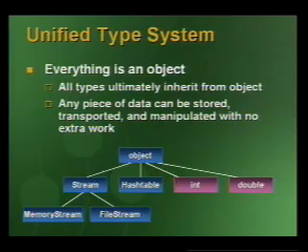So I'm going to go back now to this unification of the type system that I talked about earlier. In C#, everything is an object. And what I mean by that is that all types ultimately inherit from object. Now, before we get into how that actually is possible, the ramification of this is that any piece of data can be stored, transported, and manipulated with no extra work. You simply put it in an object or treat it as an object, and you can carry it around. It is always self-describing. It always tells you what type it is.